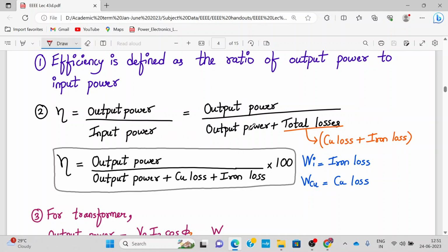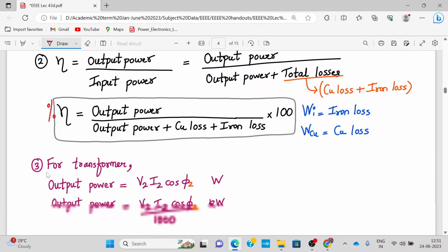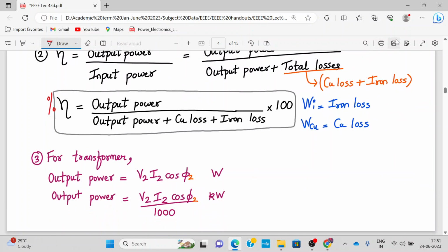Input power is the same as output power plus the total losses, and the total losses consist of copper losses plus iron losses. Copper losses are written as WCU, iron losses are written as WI. So eta is output power divided by output power plus copper losses plus iron losses, into 100, because it's a percentage efficiency. So this is percentage efficiency.